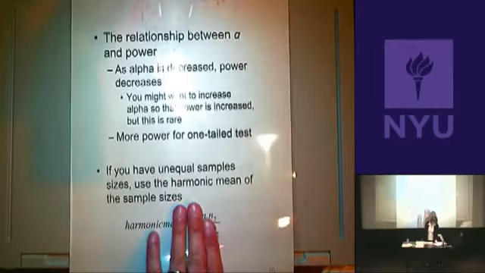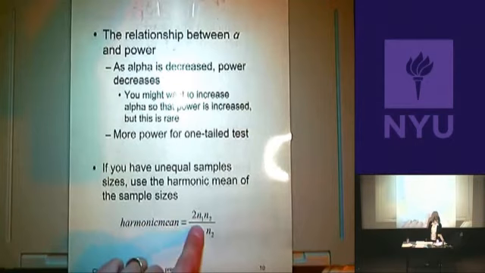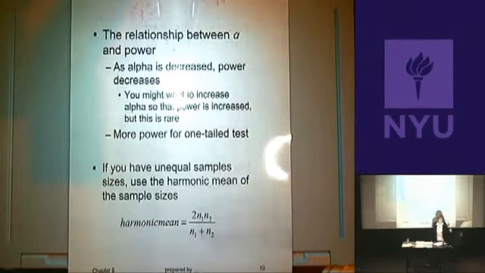Okay, if you have unequal sample sizes, you use this harmonic mean of the Ns. You just take your sample sizes, plug them in there, and then you plug that value wherever there's n when you're trying to find delta. Okay? It's not a big deal. Like I said, we'll do an example.